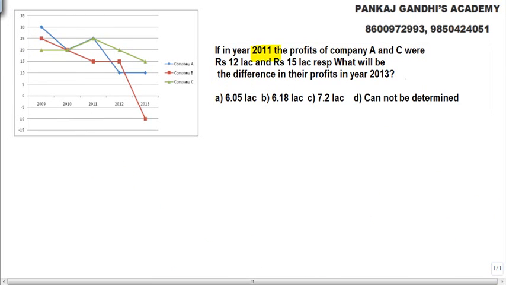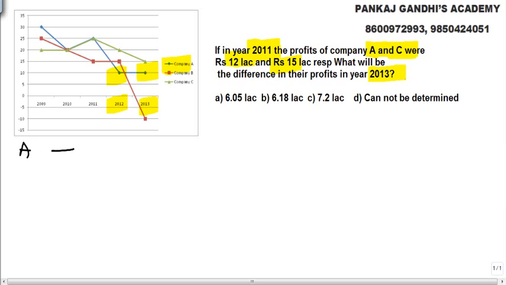Question is, in 11, 12 and 13, for A and C. Look, understand how we read this line graph. From 11 to 12, company A's profit, meaning in 2012 A's profit did not reduce. Simple meaning, 10% more than last year, and 12 to 13 also 10%.